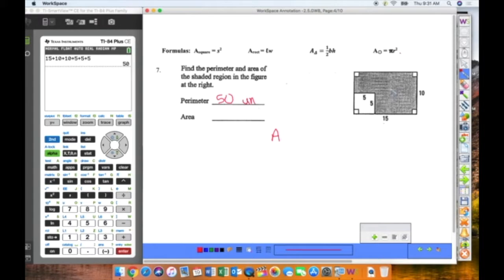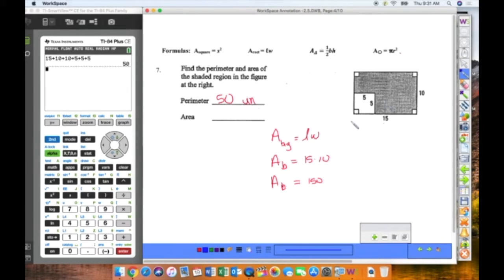But since we're going to do more than one area, because we got a big shape and a little shape, we're going to do area of the big as a little subscript. That's going to be length times width. And I'm going to go ahead and find that. So A sub b, so I don't have to write big every time. The length of it is 15 and the width of it is 10. So the area of the big is totally 150.